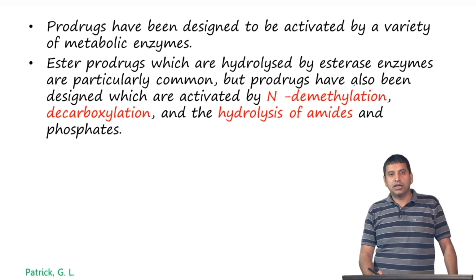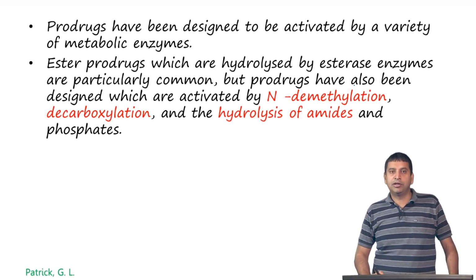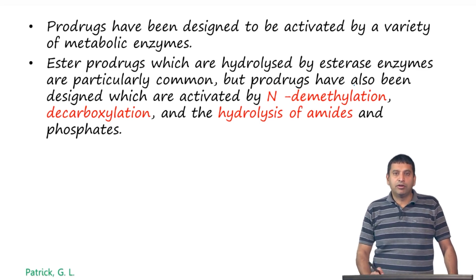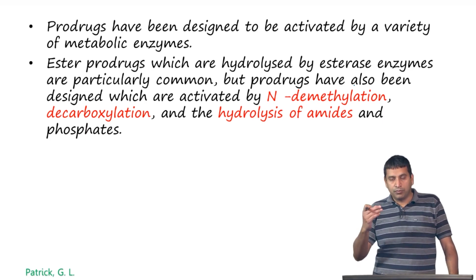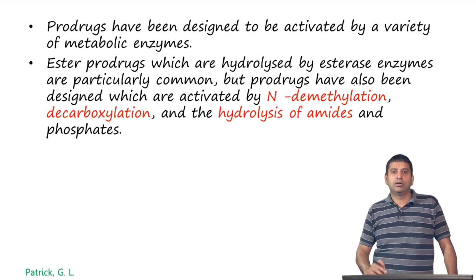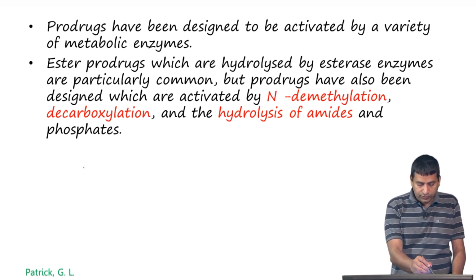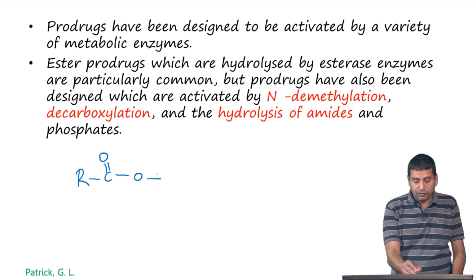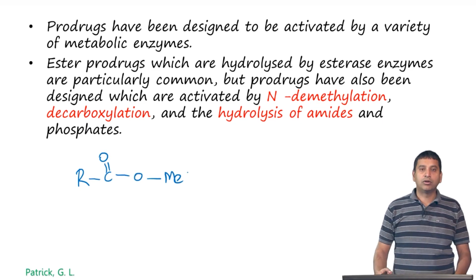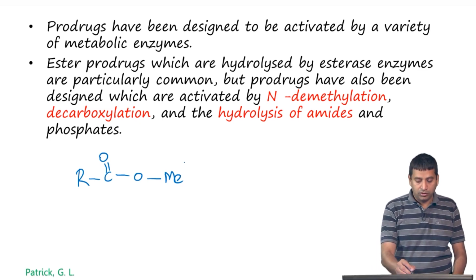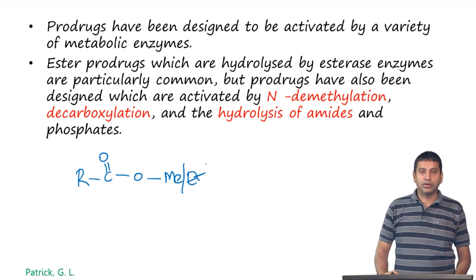Prodrugs have been designed using a variety of metabolic enzymes. There are perhaps about 20-30 examples of various metabolic enzymes. We will look at only a few of them. These metabolic enzymes should be enzymes which are able to turn over your prodrug into the active drug. The most common example is esters. Here you have R, which is your drug. Let us say the drug has a free carboxylic acid. Then one could make a methyl ester or an ethyl ester of this molecule.